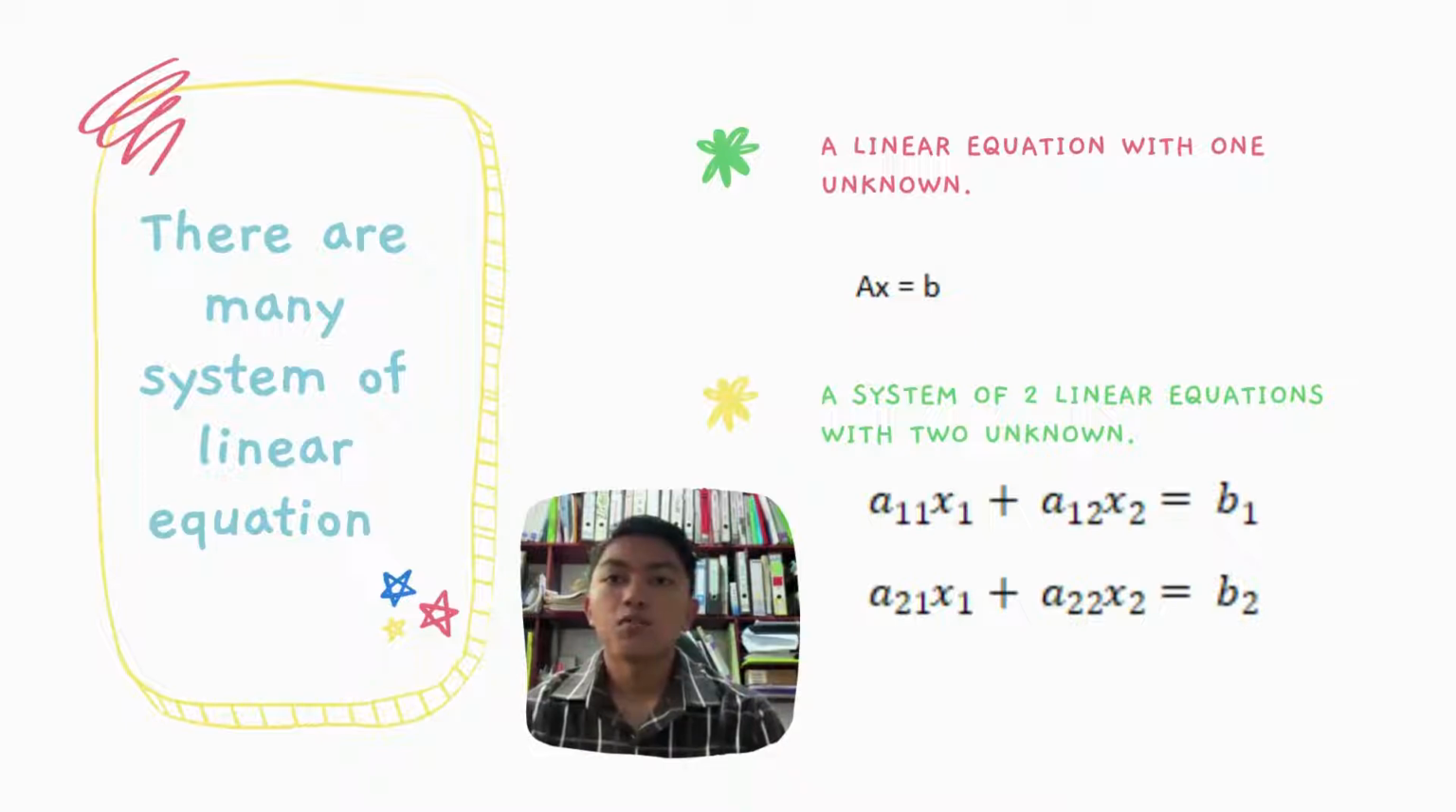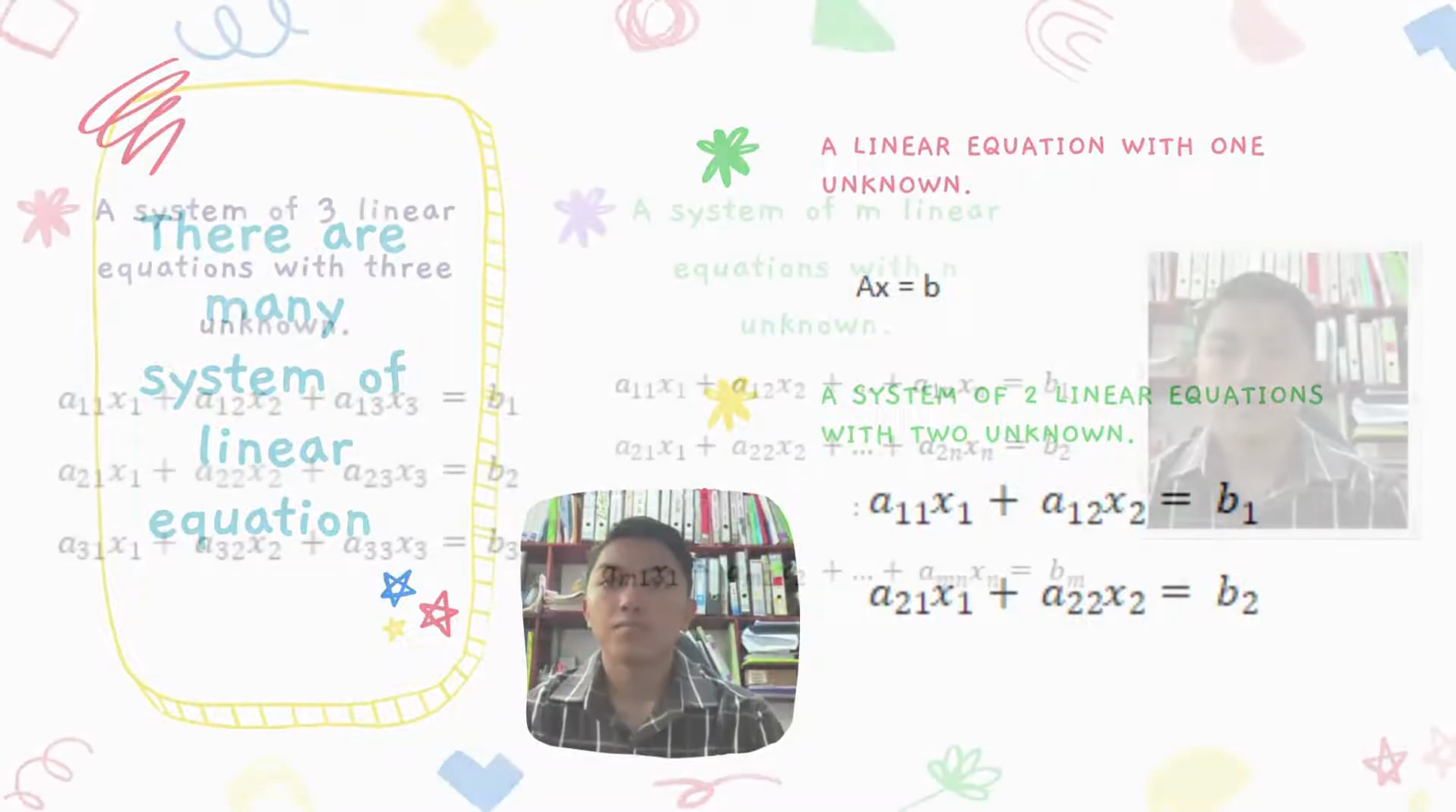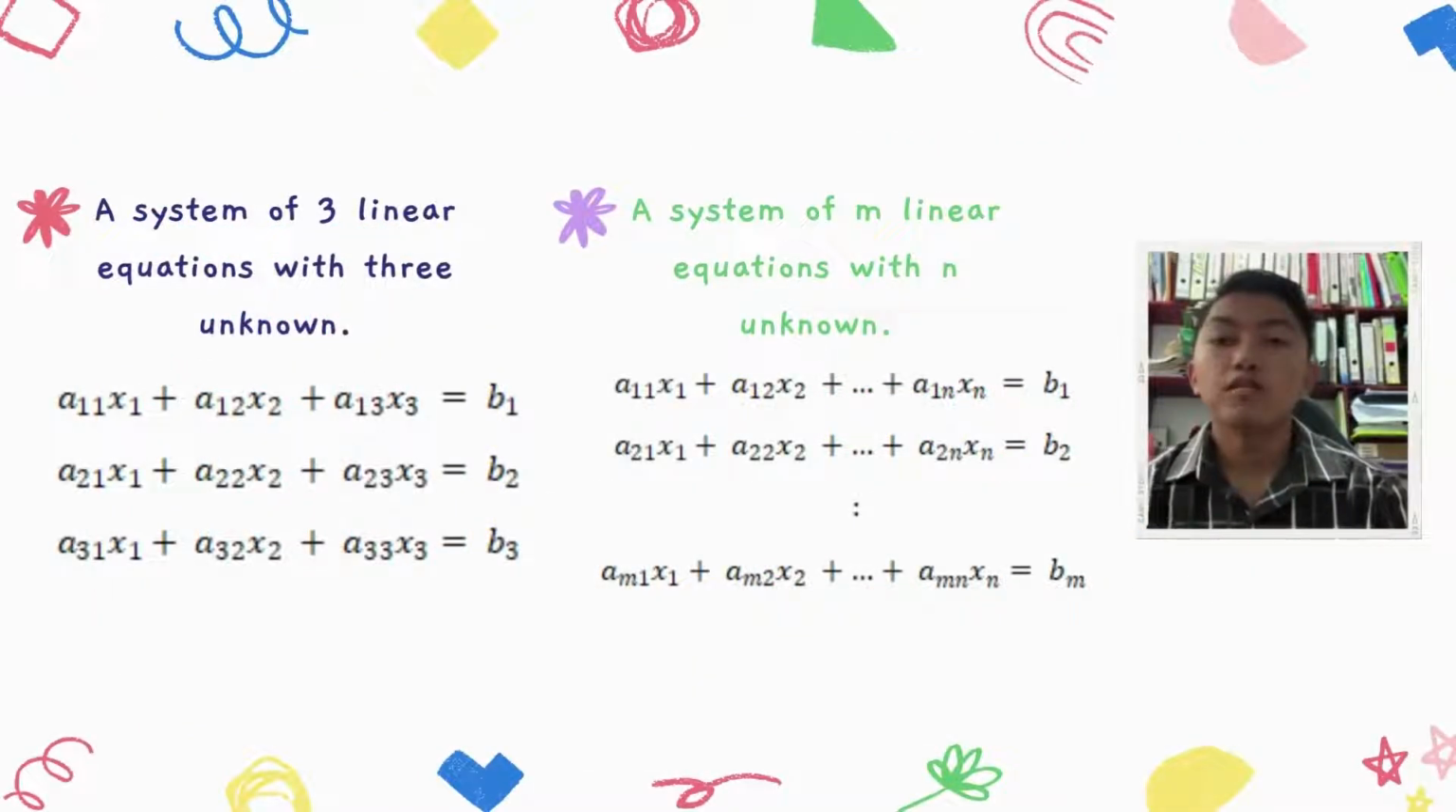Second is a system of two linear equations with two unknowns. This system may have two variables such as x and y. This equation has also been solved in form 3. Third is a system of three linear equations with three unknowns. This system may have three variables like in the equation below, which are x1, x2 and x3. Usually the variables will be replaced by x, y and z. This system has also been solved in form 4.